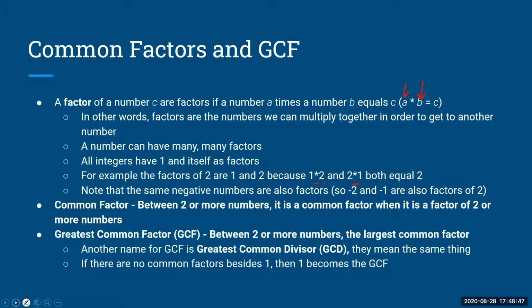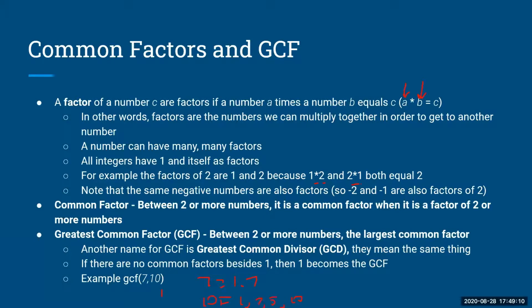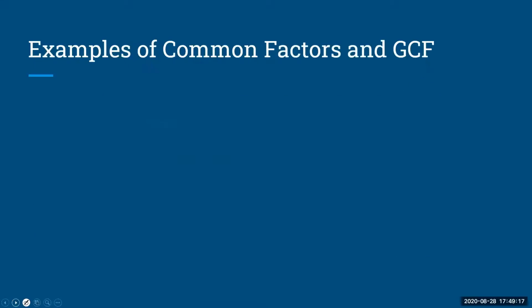If there's no common factors besides 1, then 1 is the GCF. So example, GCF of 7 and 10 would be 70 because, no, God, that's LCM. So example, GCF of 7 and 10 would be 1 because the factors of 7 are 1 and 7. Factors of 10 are 1, 2, 5, and 10. And so they only share 1 in common. That's an example. All right.